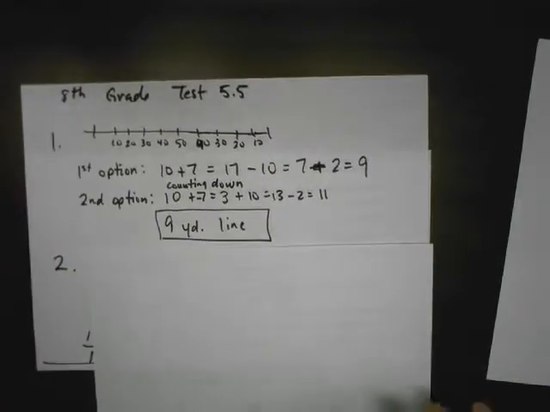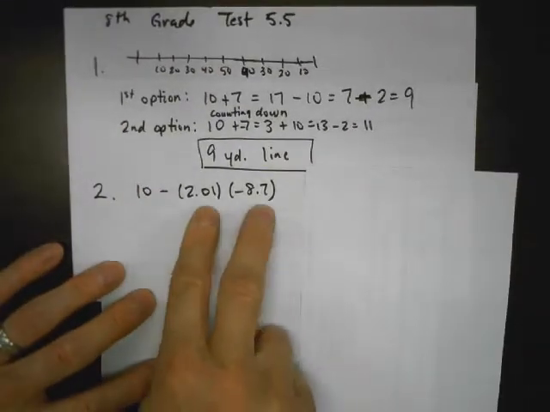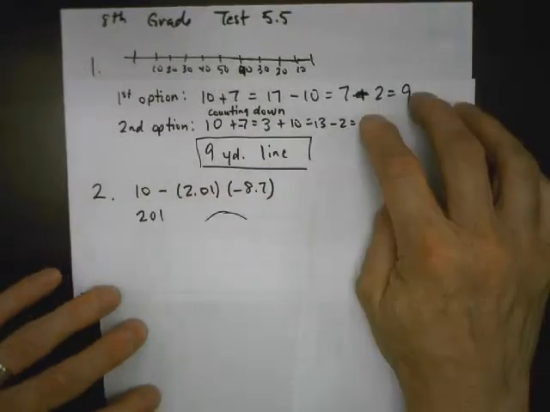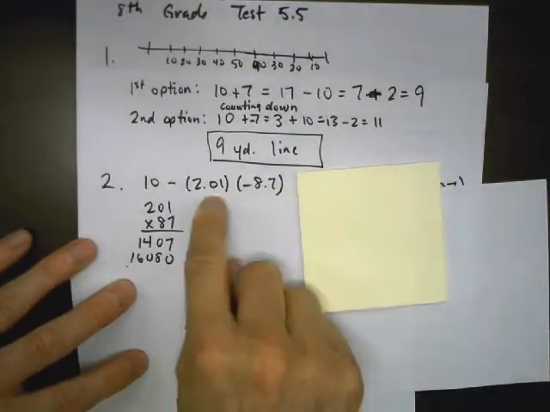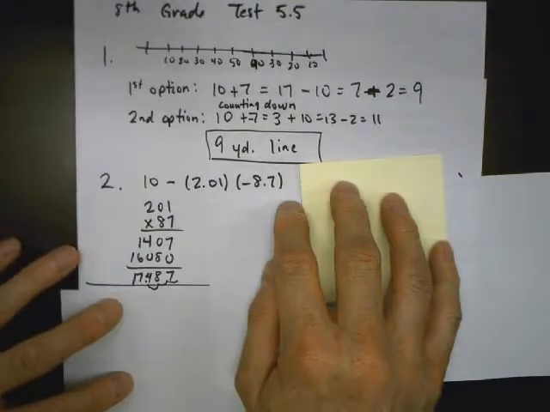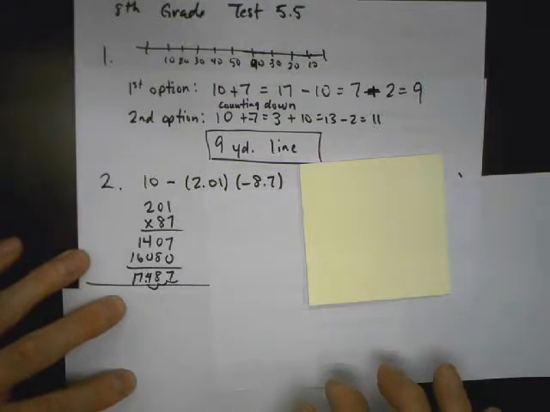So problem number 2, we had to simplify this expression. And to simplify this expression, we're going to do multiplication first. So we pretend there are no decimals, right? It's just like doing 201 times 87. Okay, and there's the work there. Pause the video, do it yourself, and check with mine.